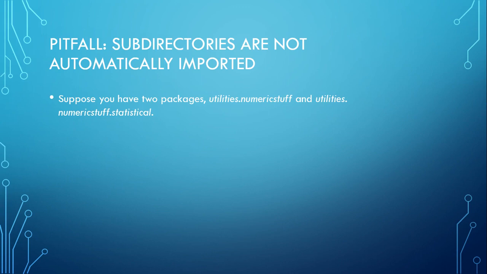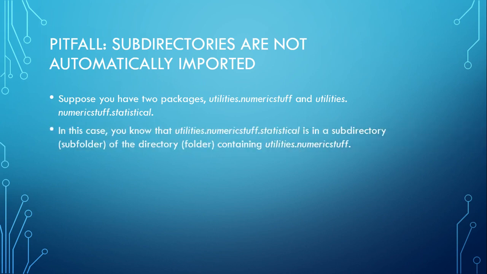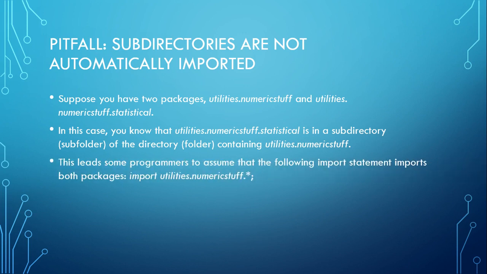All right, so let's just suppose we have two packages, utilities.numericstuff and utilities.numericstuff.statistical. In this case, you can notice that utilities.numericstuff.statistical is a subdirectory or subfolder of the directory containing utilities.numericstuff. In other words, if I open up the numericstuff folder, there's another folder and other files in there, and that folder would be the .statistical.